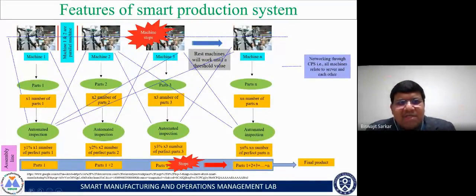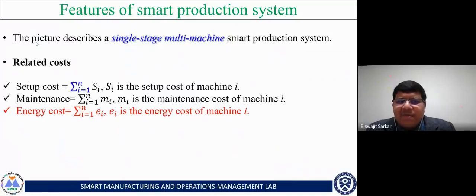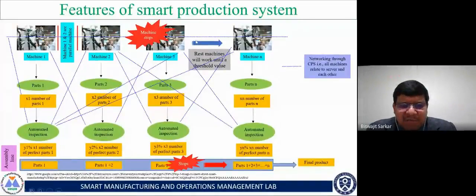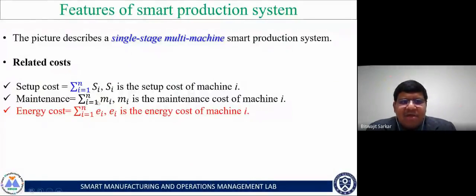Each machine's setup cost is not the same. So that's why we are taking the summation of i equal to 1 to n of Si. Similarly, with big-size machines and smart machines, the maintenance cost is very important. The maintenance cost we considered for the traditional machine is just M, but here we can consider i equal to 1 to n, because n machines are there, so Mi.